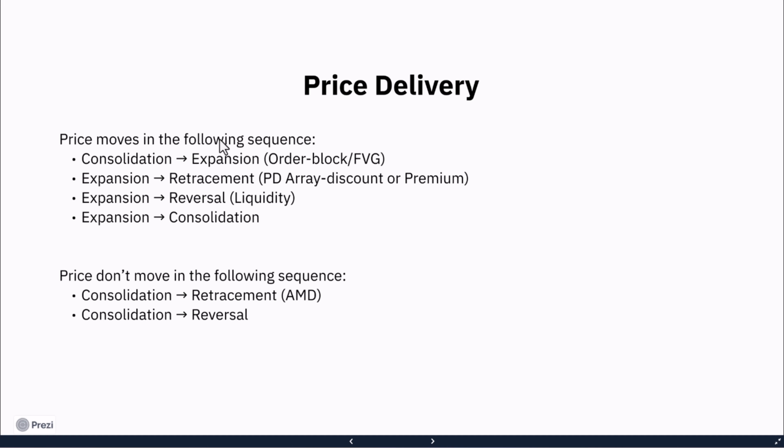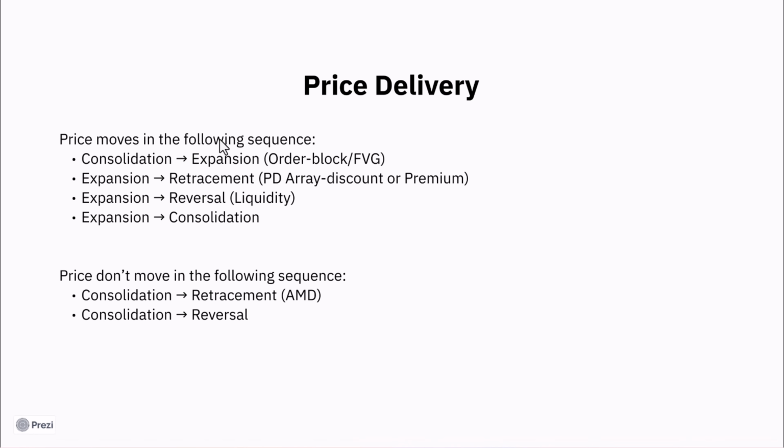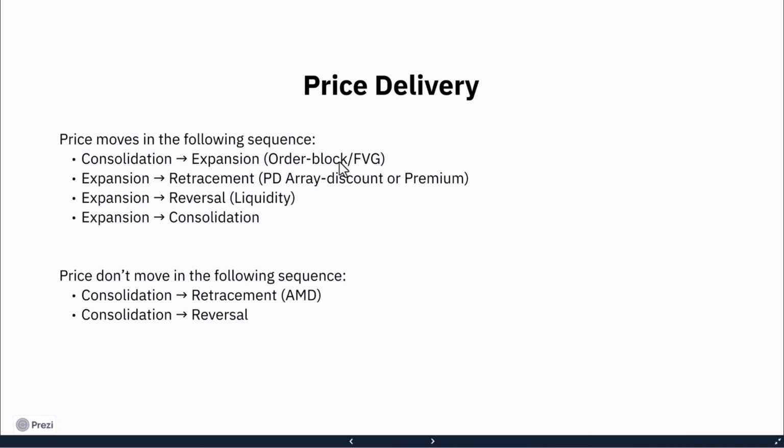Before we go on the chart to identify these four price delivery elements, let's look at some rules for you to use whenever you come across price delivery. The first one is consolidation to expansion. When you have a consolidation, you should know price can expand from it, and when that happens, you'll be left with an order block and a fair value gap.